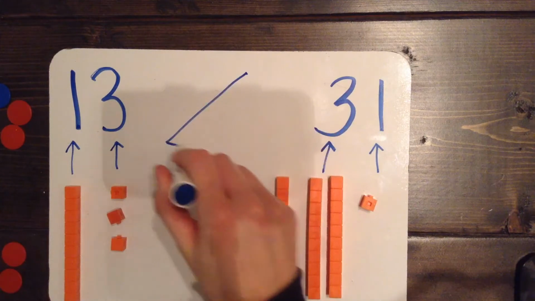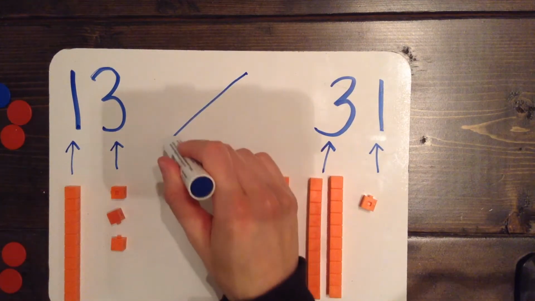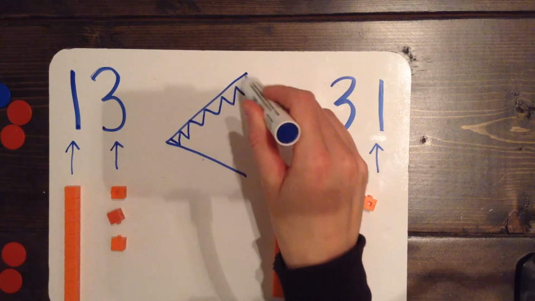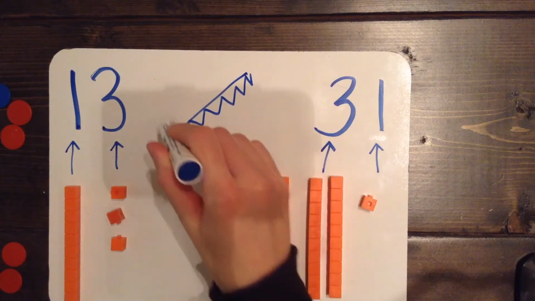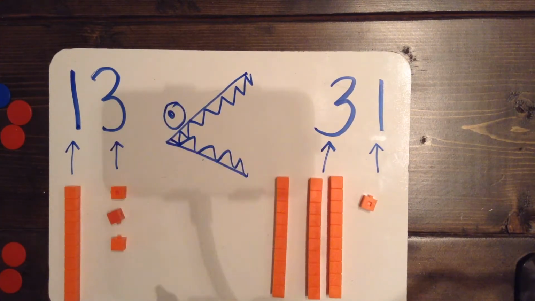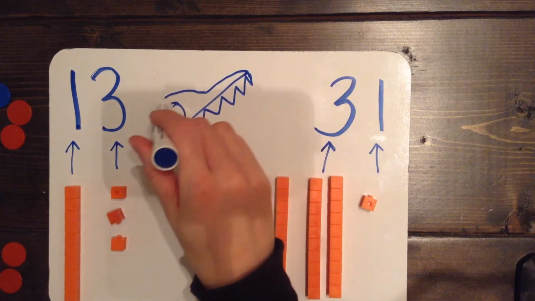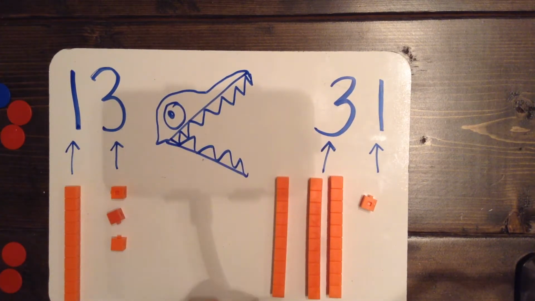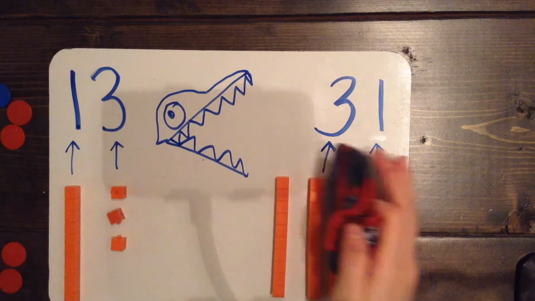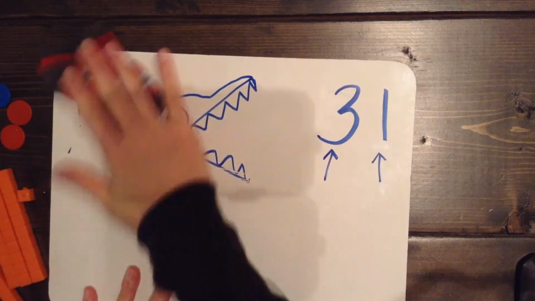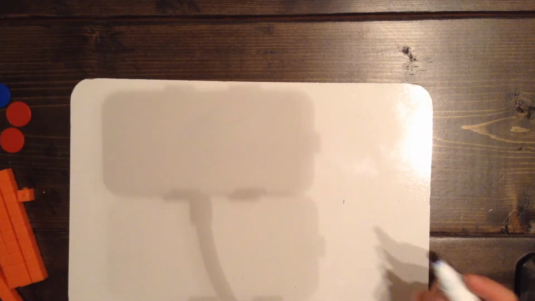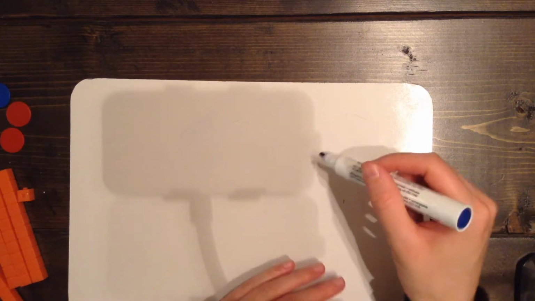My alligator will point this direction. The alligator always eats the greater or the bigger number. It's not interested in the number that is less or smaller. Let's erase our board. Try these numbers on your own. Tell me which one is greater. Which way will the alligator's mouth face?